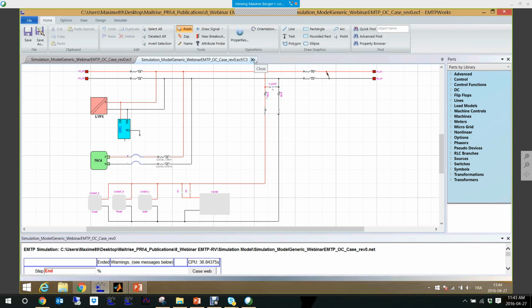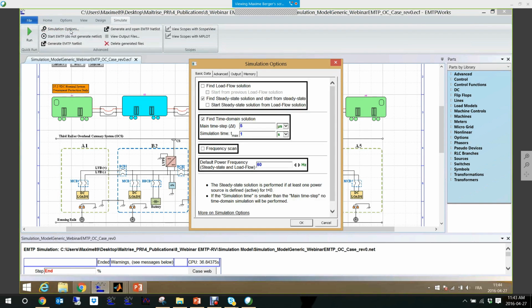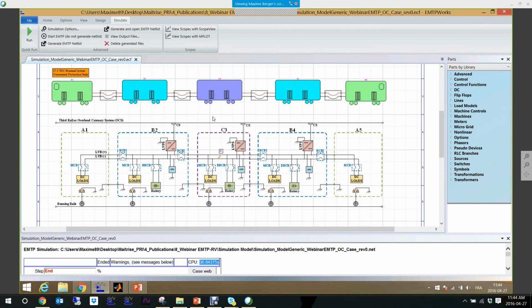So I won't run the case. I already ran the case, but you can see here that the simulation time step is 5 microseconds, and the total simulation time was 1 second. And we can see that the computation time was 36 seconds, which is pretty fast because there are a lot of details. We are modeling all the details of the battery. The temperature is updating automatically during the fault. And also we are modeling the arc at the opening of the circuit breaker, which needs a lot of details.